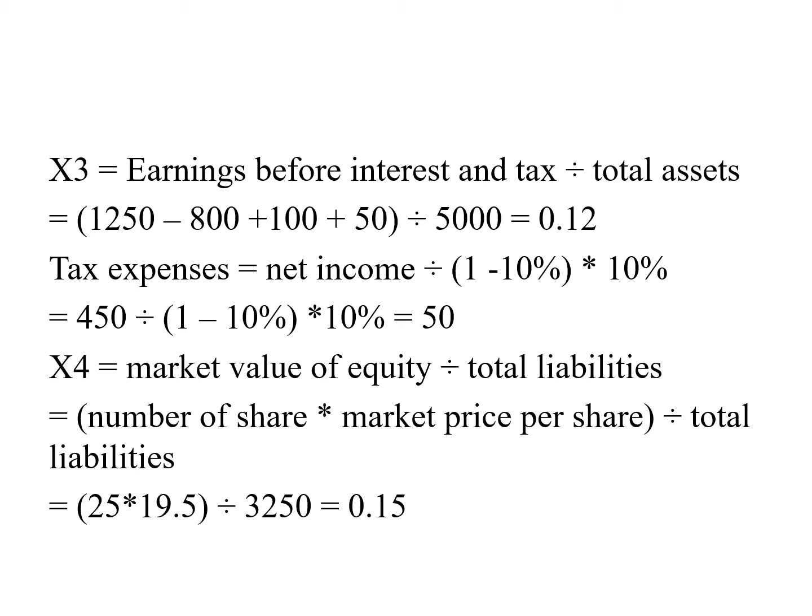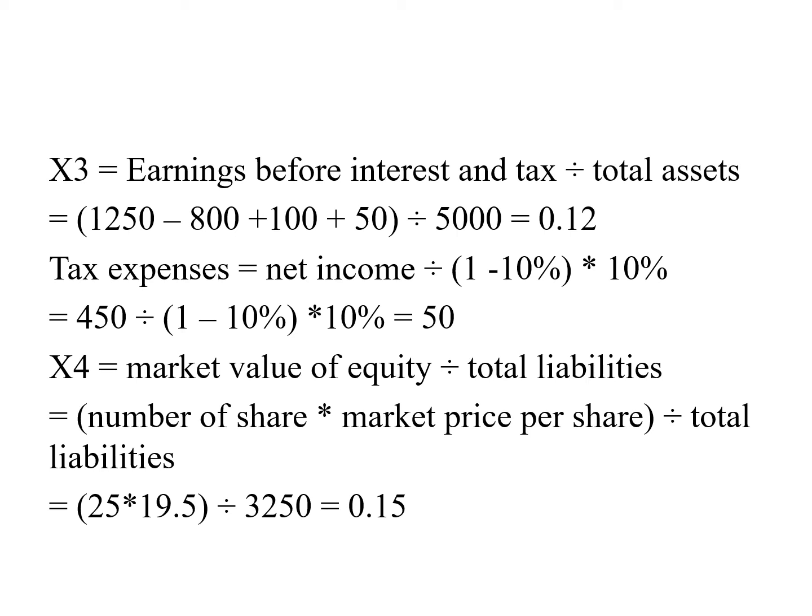So how to calculate earnings before interest and tax? I should put 1,250 minus 800 plus 100 plus 50. This is because those earnings are before interest and tax. I should exclude interest and tax from the calculations of earnings. And it will also be over the total assets, which gives 0.12. Okay? If you want to know where we get 50, because 1,250, 800, 100, all of those numbers are givens. But what about 50? How to calculate 50?